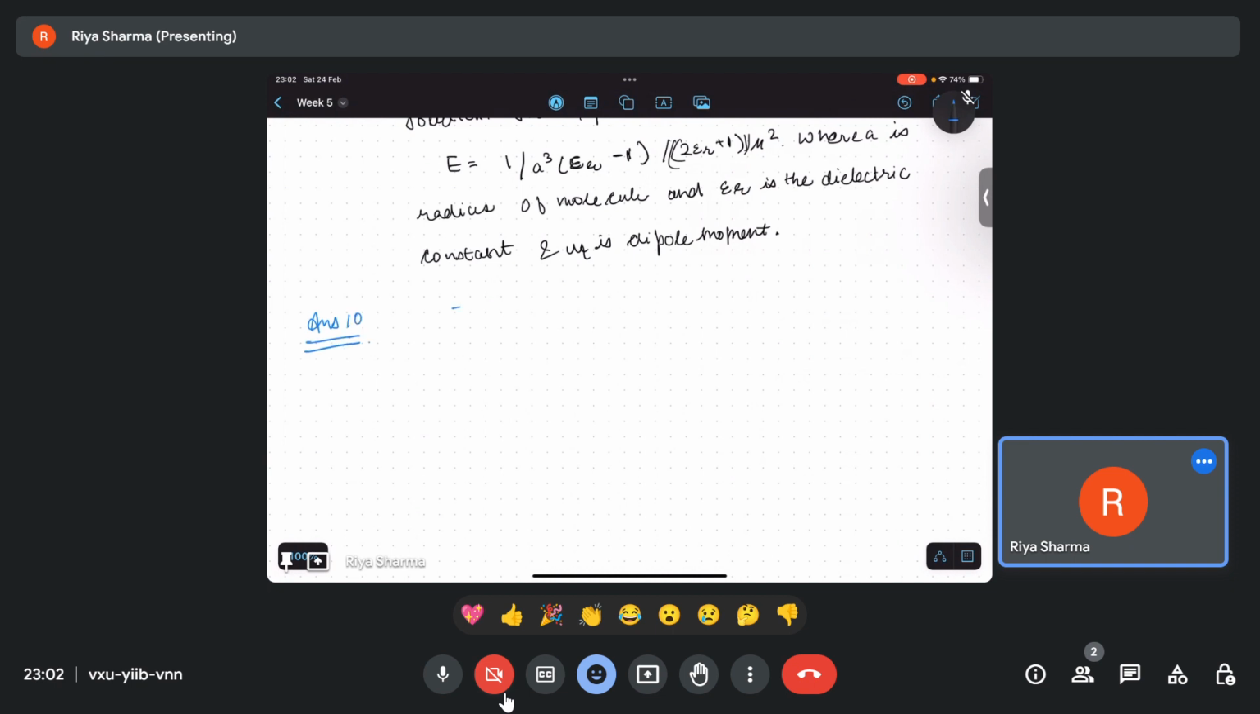So rather than writing it, I'll write it properly. Consider a spherical non-polarizable molecule of radius 3 angstrom, where E is equal to 1 by A cube.